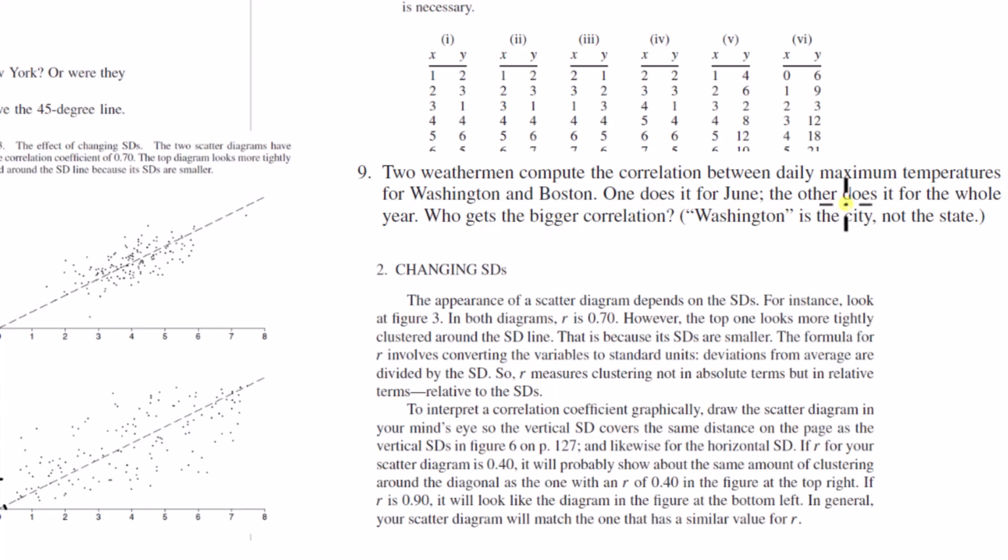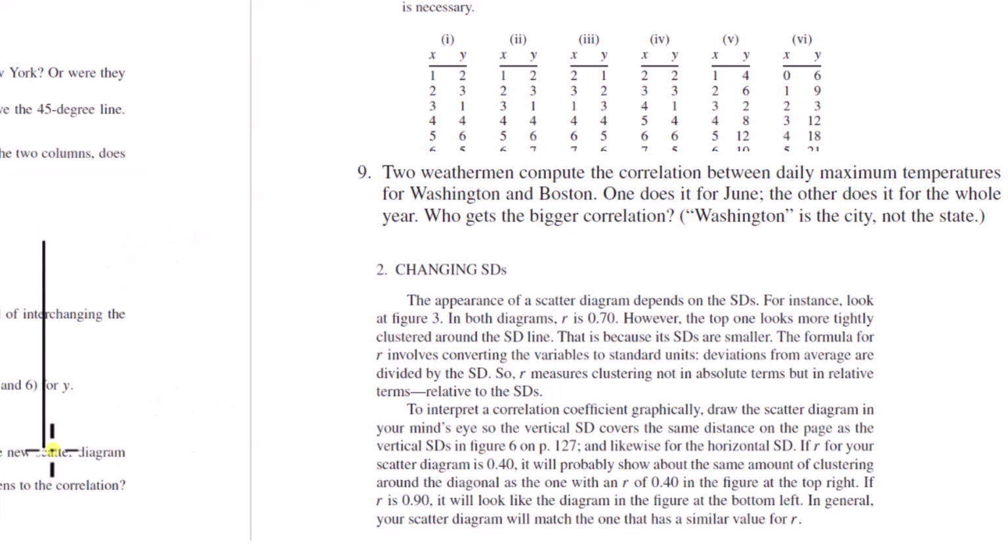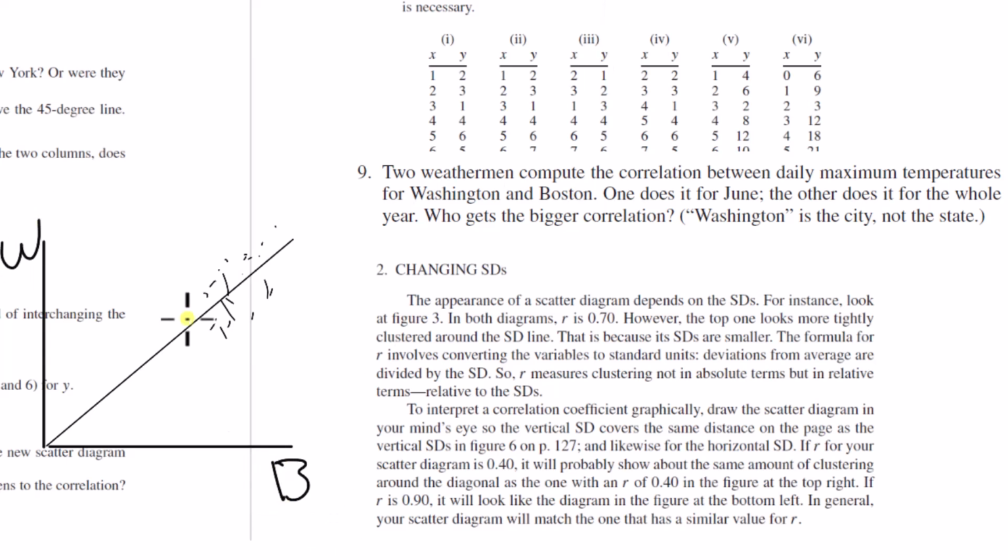One does it for June, the other does it for the whole year. And we were wondering why it was the case that, if you just do this in June, you get some data points out here, right? This was, let's see, Washington, Boston. But if you do it for the whole year, you get more data points down here in the colder months. Why did we say that in general this would increase the correlation coefficient?